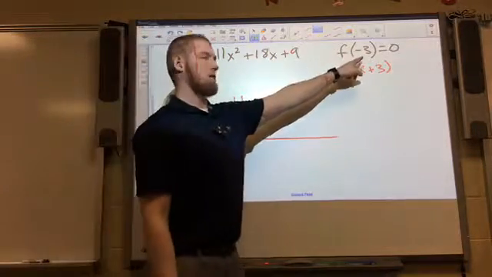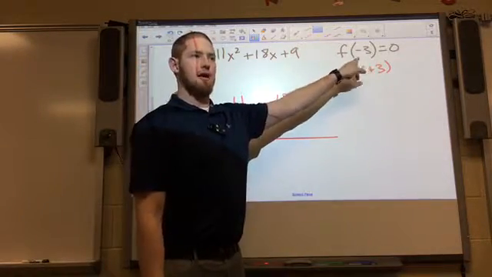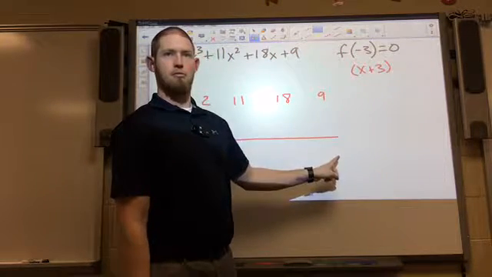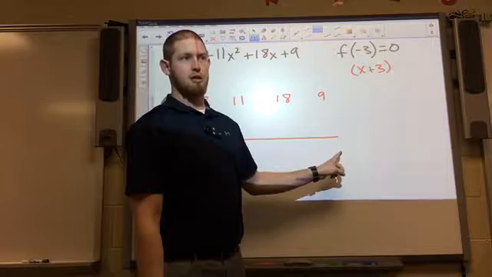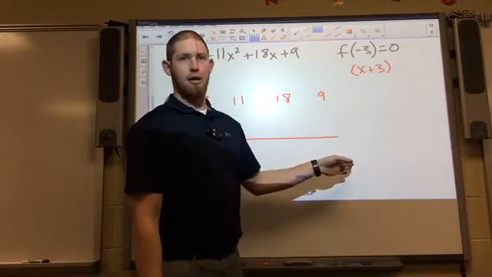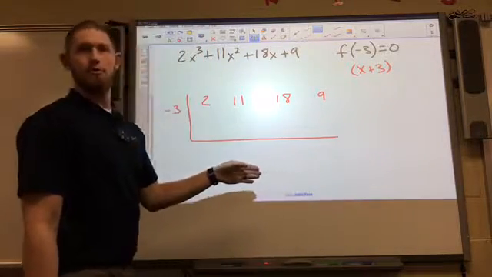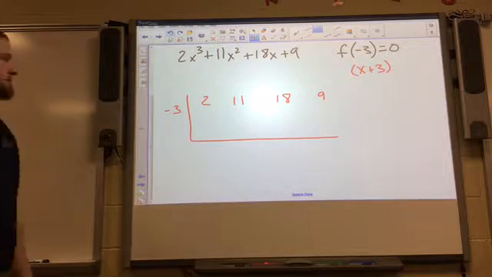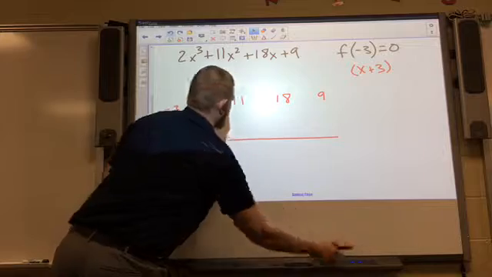Before we solve this, let's think about this. If this is a 0, that means it divides evenly into it, right? Am I going to have a remainder? No. You guys remember the problems yesterday where you didn't have a remainder? Those problems were factorable. The ones with a remainder were not factorable. So now let's go ahead and do this.